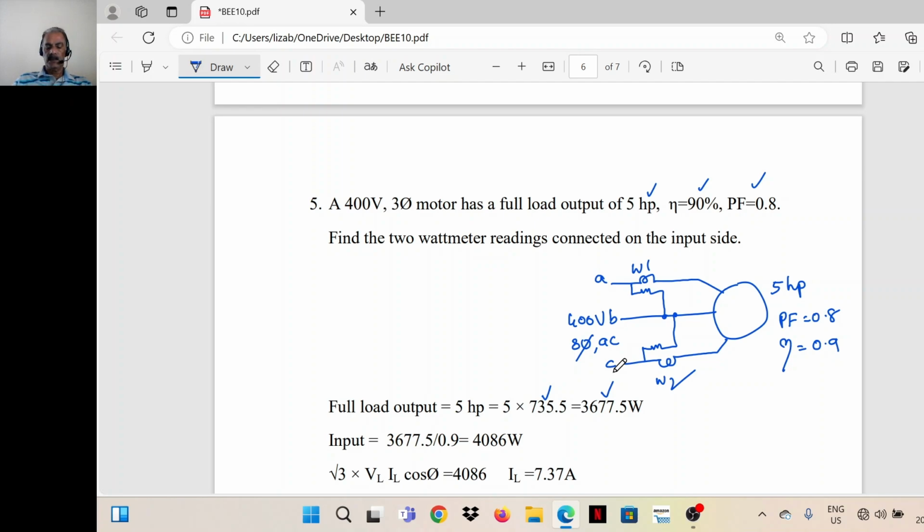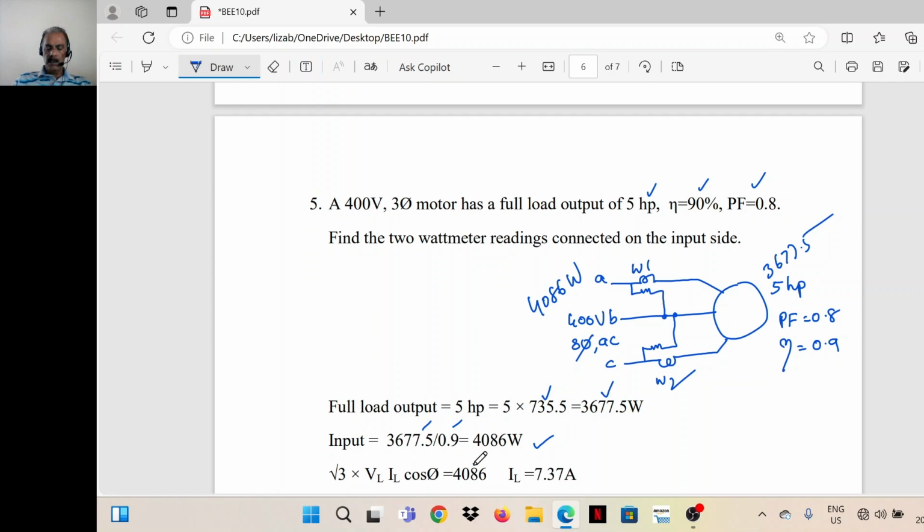So input is output divided by efficiency. Output by input is efficiency, or input is output by efficiency. Output is 3677.5. Efficiency is 90%. So divide with 0.9. It is 4086 watts. So input is 4086 watts. Your output is 3677.5. Electrical input and mechanical output.